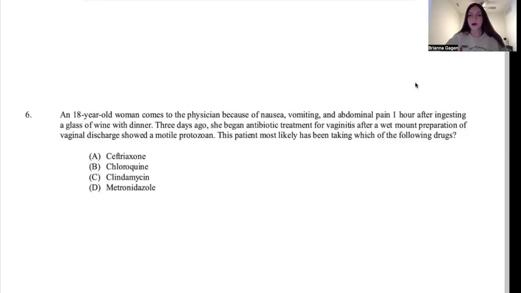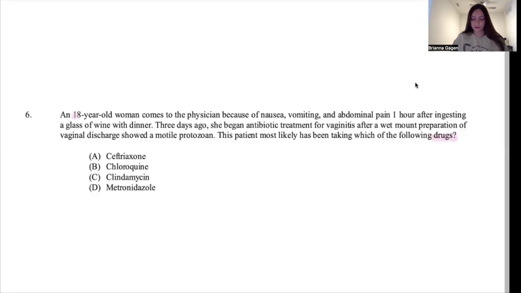Okay, so here we're going to go ahead and read that last question again. This patient most likely has been taking which of the following drugs? So which drug? We're looking for a drug here. So now we're going to go ahead and read through the question.